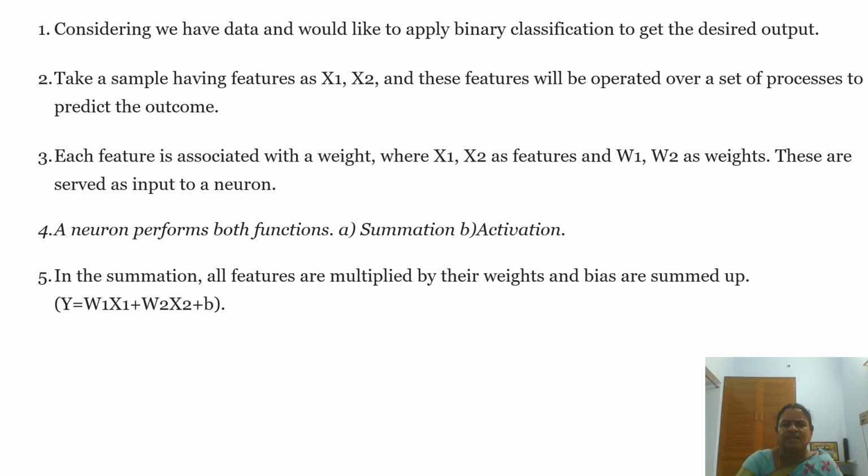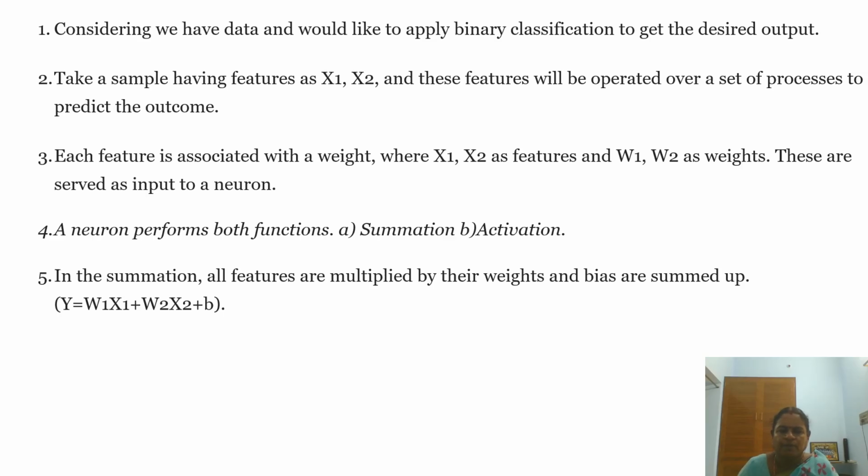So considering we have the data and would like to apply binary classification in order to get the desired output, take a sample having features like x1 and x2, and these features will be operated over a set of processes to predict some outcome. Each feature is associated with a weight, where x1 and x2 are the features and w1 and w2 are weights. These serve as input to the neuron.